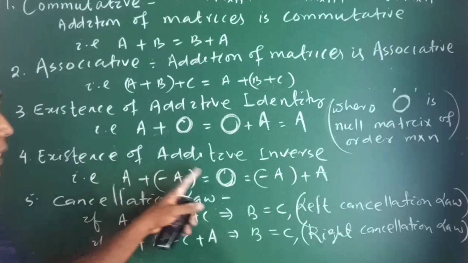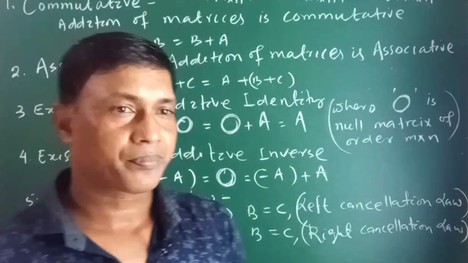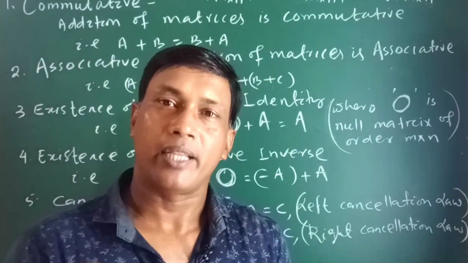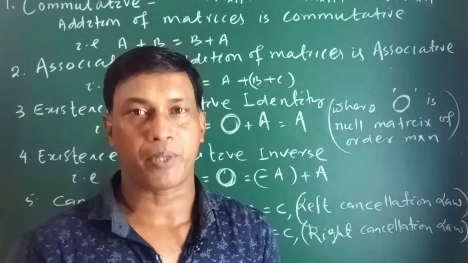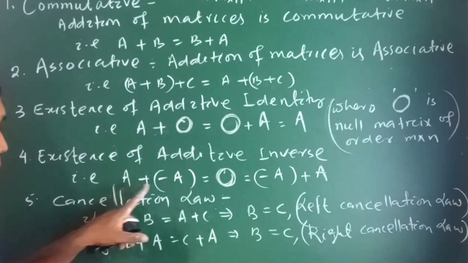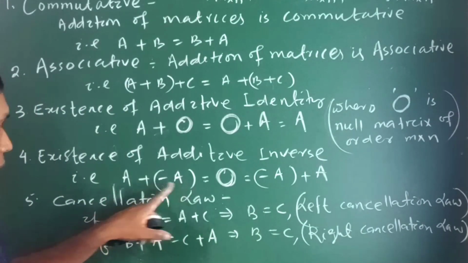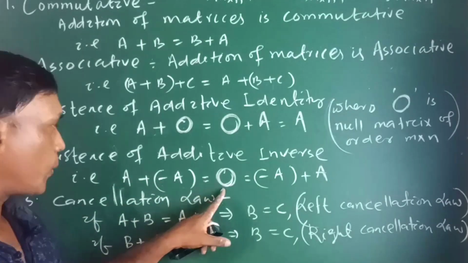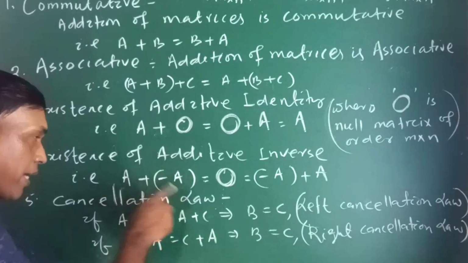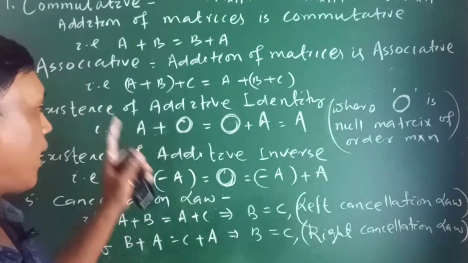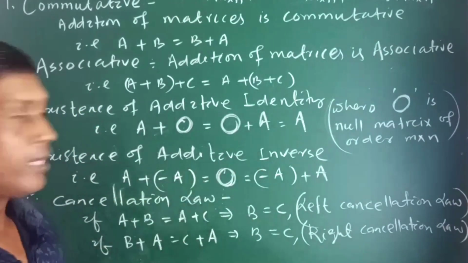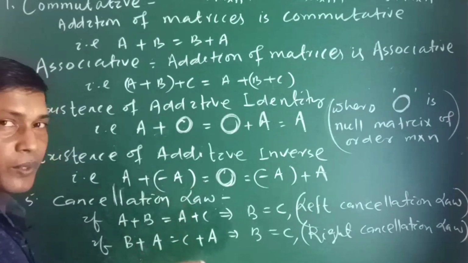Next is the existence of additive inverse. Additive inverse, dear students: 5 plus minus 5 is 0. That minus 5 is the additive inverse of 5. That is in the case of numbers. Same in the case of matrix operations. Suppose A is a matrix. Then we can find another matrix minus A, and A plus minus A is the null matrix. Also this is the same as minus A plus A. So this minus A matrix is known as the additive inverse, and this also exists in matrices, and that's why the existence of additive inverse exists, and this is known as additive inverse.